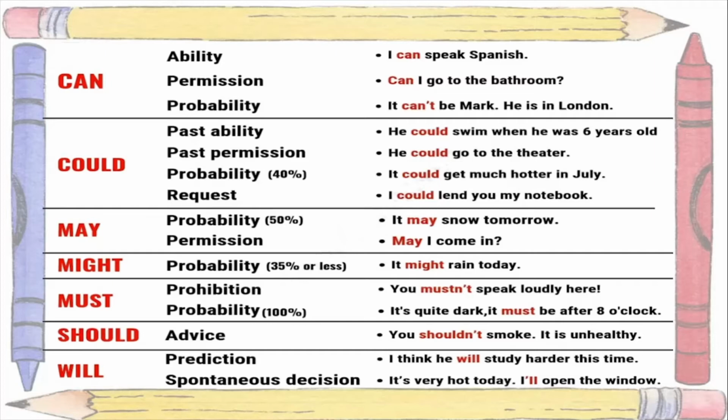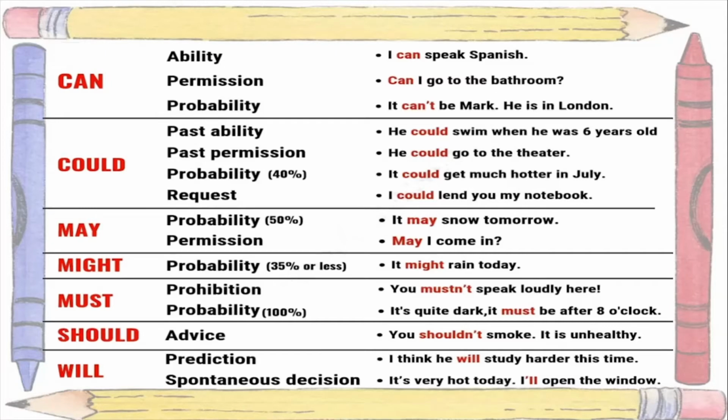Okay, so these are all the different kinds of modal auxiliaries and their uses and some examples. So this was all about modal auxiliaries. I'm sure you must have got quite a bit of an idea about what modal auxiliaries are and what their role is in a sentence.